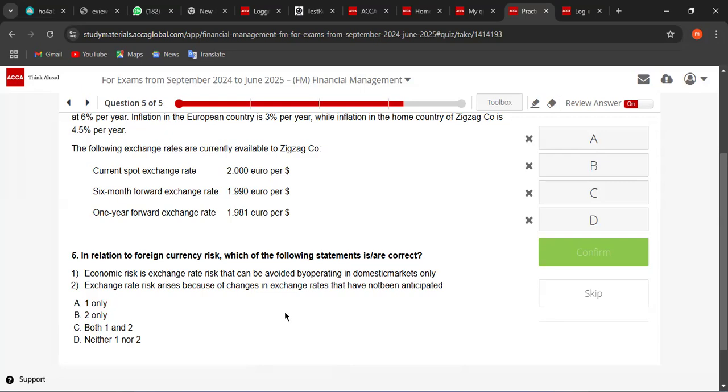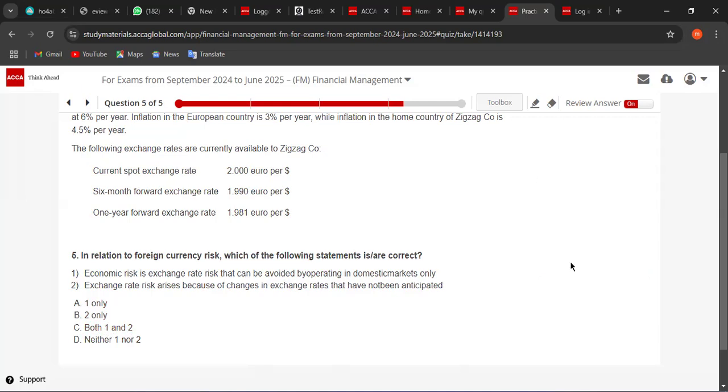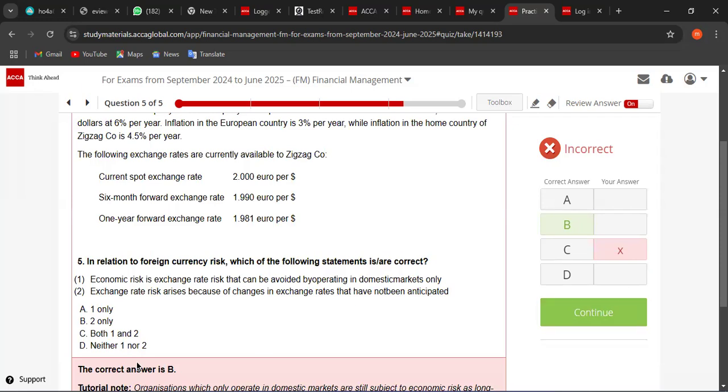And exchange rate risk arises because of changes in exchange rates that have not been anticipated. So what is the answer, guys? The B. What is the answer, guys? B or C, guys? Tell me again. Exchange rate risk arises because of changes in exchange rates that have not been anticipated. So is C the answer, both one and two? Oh, only the B. The second only. Oh, yes.